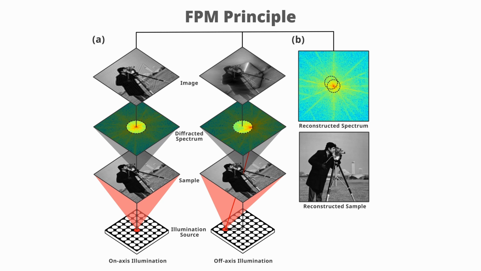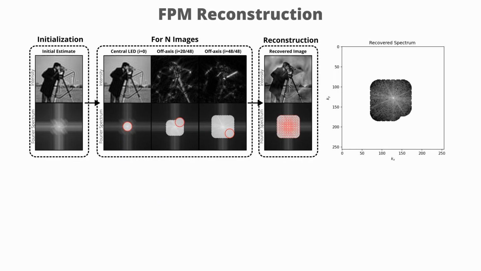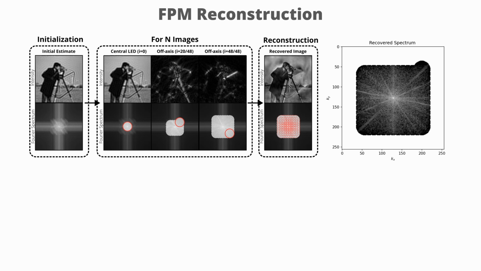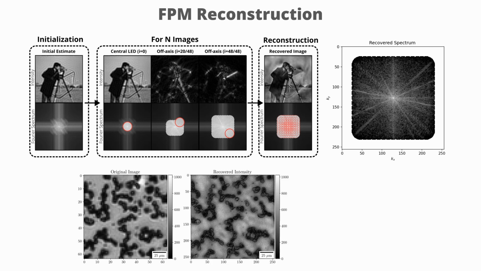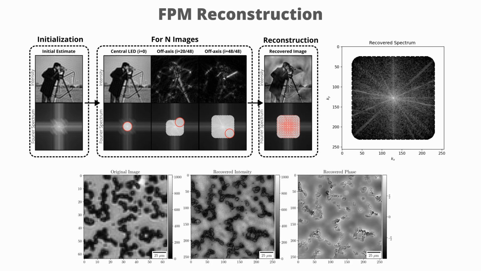a higher resolution image. The reconstruction process utilizes this simple principle where we use the individual images to reconstruct a larger spectrum. This is able to improve the resolution of this red blood cell image from this to this. As a bonus, this also recovers the phase of the image.